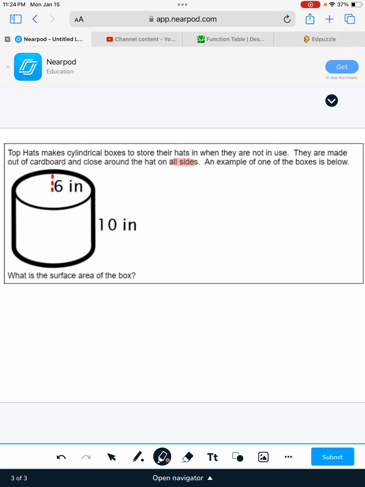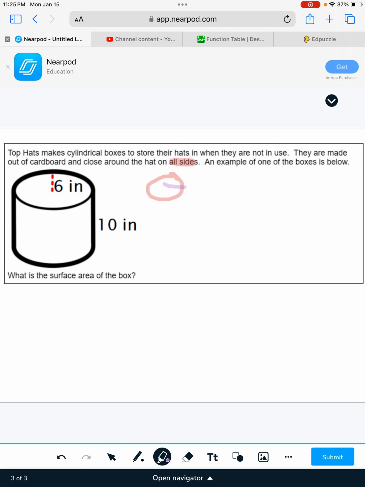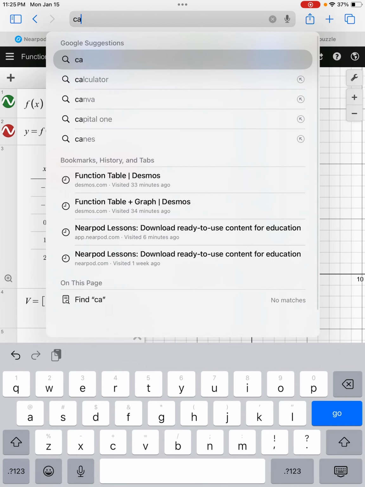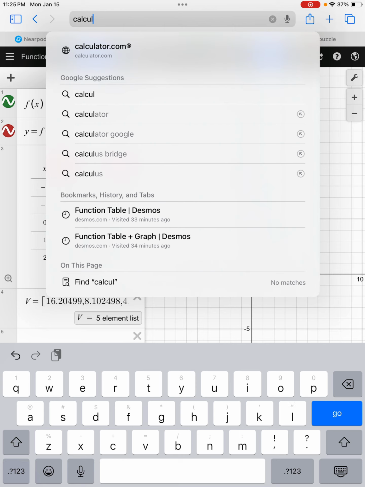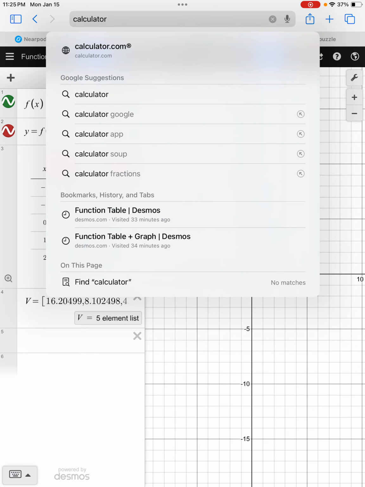Okay, so once again, we want to talk about what we have to work with. We have a bottom and we have a top, and they're both circles. To find the area of these circles, it is going to be pi r squared. Okay? All right. So I'm going to go ahead and pull up a calculator real quick so that I can do that with you guys just now.